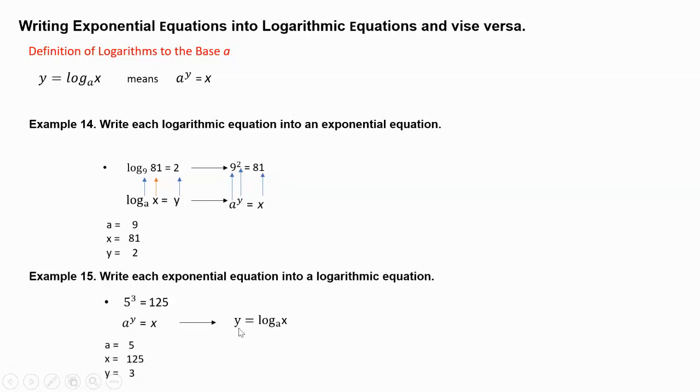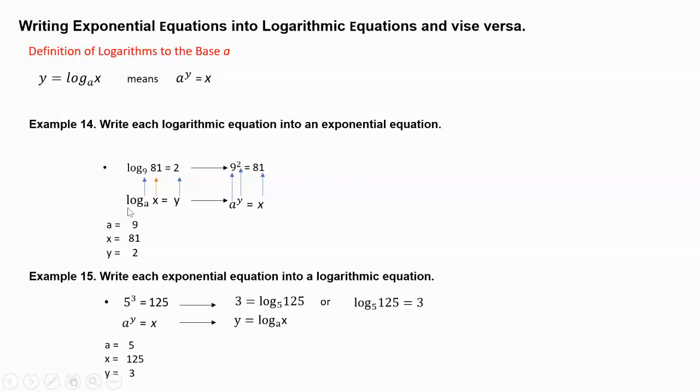Right, so it's going to be y equals 3. So 3 equals log of base 5 of 125. There's the answer. Or you can go the other way, right? Log of base 5 of 125 equals 3.